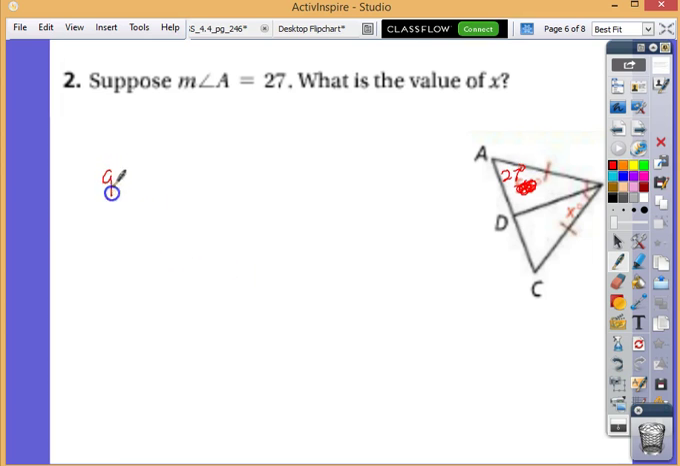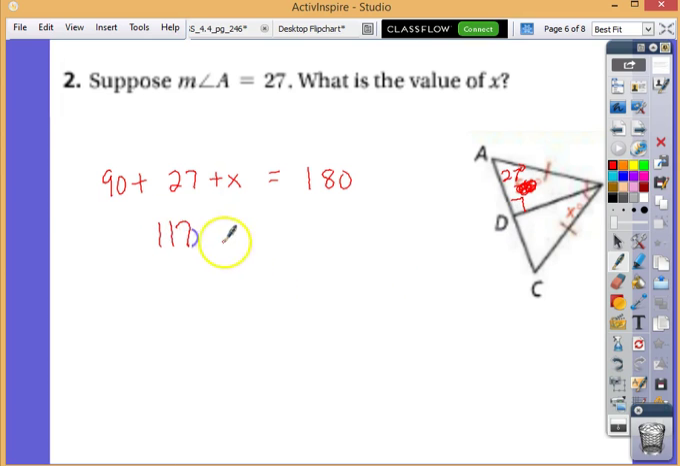90 plus 27 is 117. Where did the 90 come from? Because it's a bisector, so it also makes it perpendicular, so it's 90. To sum up, it's an angle bisector of an isosceles triangle that makes this a perpendicular bisector, which makes that 90.